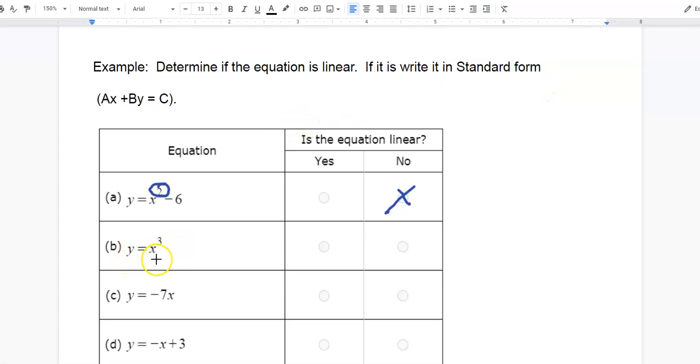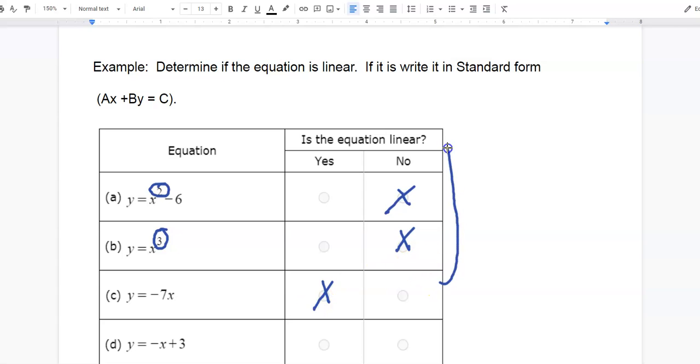B, y equals x cubed. Again, I've got a power there, so that is going to be nonlinear. C, y equals negative 7x. Do we have any exponents on our variables? We do not. Do we have any variables being multiplied together? We do not. Do we have any variables in the denominator of fractions? We do not. Do we have any variables being used as exponents? And again, we do not. So right here, that's going to be yes.